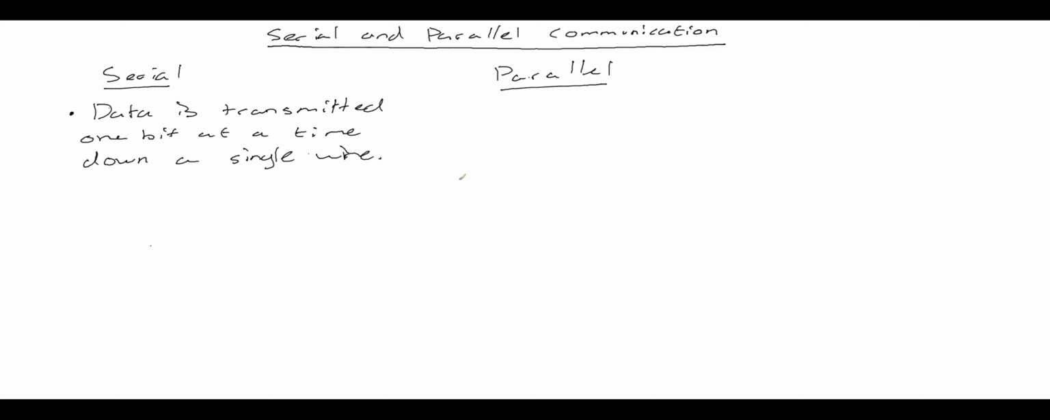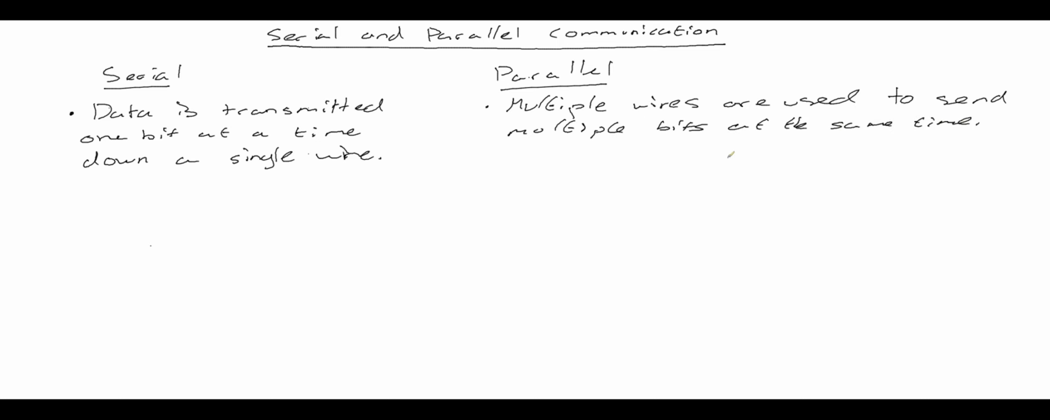And in contrast, parallel communication is where we have multiple wires and we send one bit of our information down each of the wires at the same time, so we can send multiple bits of information at the same time across a parallel link. There is one major problem with parallel communication that we have to know about, and that is the problem of crosstalk.